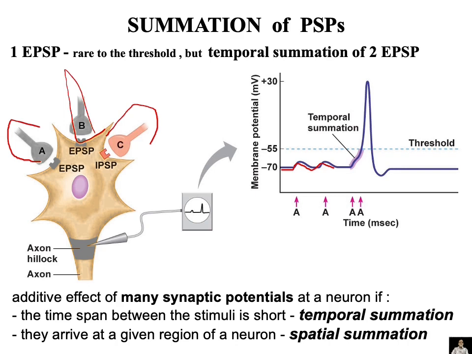But this is insufficient to generate an action potential. Suppose all these occur together, or are summated; that is called spatial summation. At the same time, all the neurons are giving an excitatory stimulus. What will happen? This will reach a particular membrane potential, minus 55. This minus 55 is the threshold potential at which an action potential can start. This is what we have mentioned earlier.